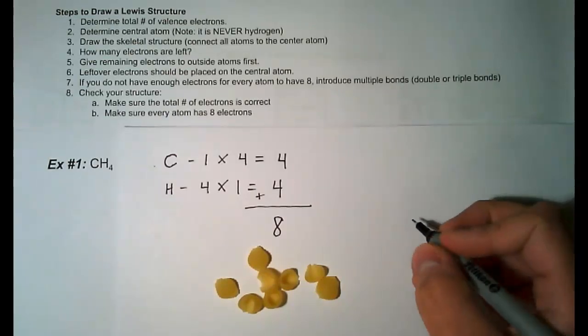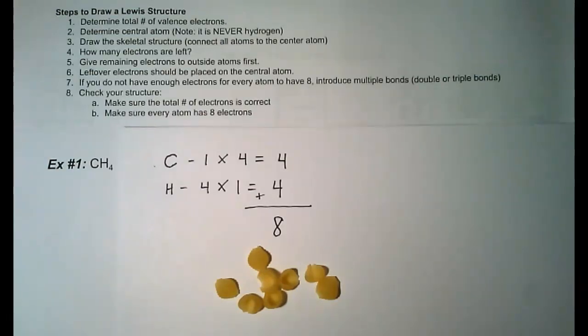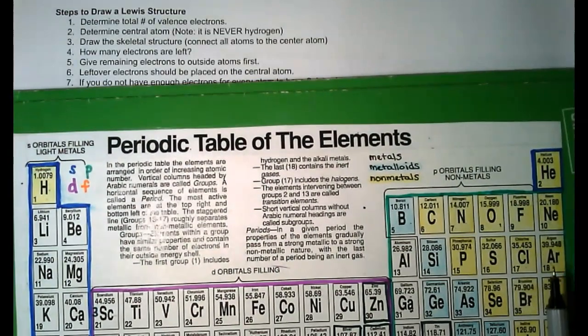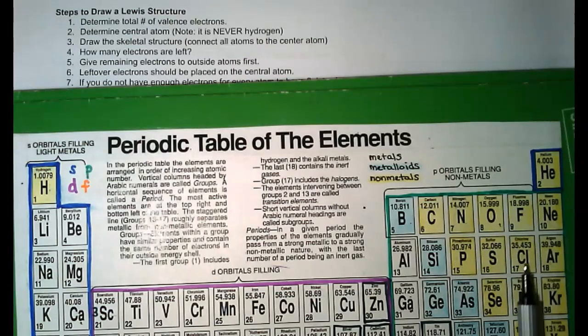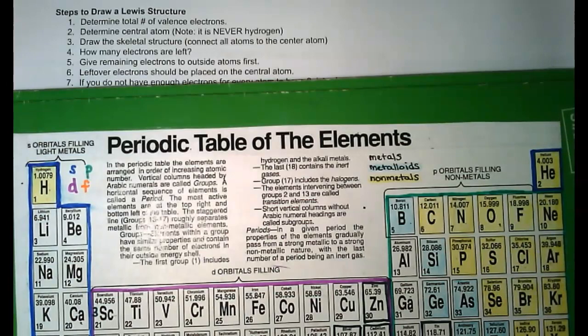And the central atom in a Lewis structure is never hydrogen. So even though hydrogen is all the way on the left of the periodic table, it's never going to be the central atom. But in general, when drawing a Lewis structure, the atom in the middle of our structure is going to be whichever atom is further to the left on the periodic table, with the exception of hydrogen. So if I were drawing a Lewis structure with phosphorus and chlorine, then phosphorus would be the central atom because it's further to the left on the periodic table.